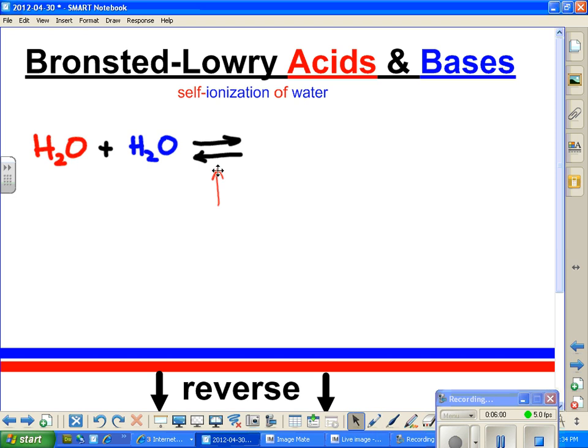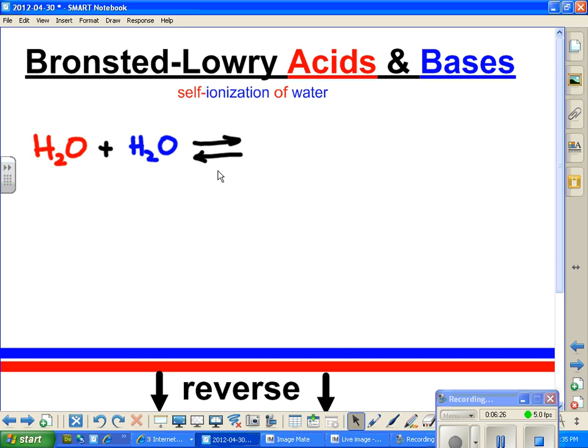What do we say about equilibria? They are, starts with a D? D, Y, N. Dynamic. Okay, so they are dynamic. That means that they're constantly going back and forth between what you're going to see as the conjugates.